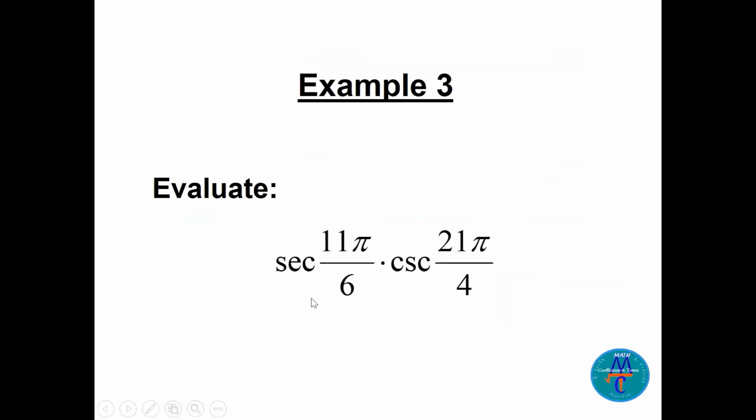Let's see, find secant 11 pi over 6 times cosecant 21 pi over 4. This is a nice question.